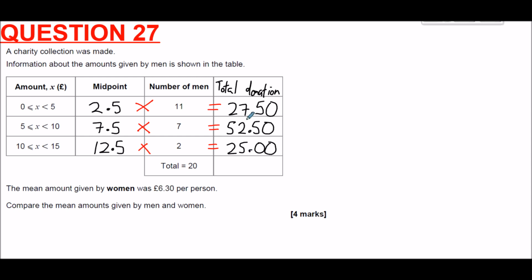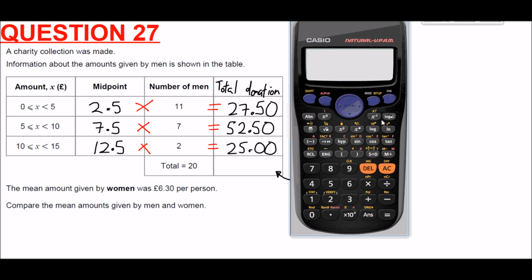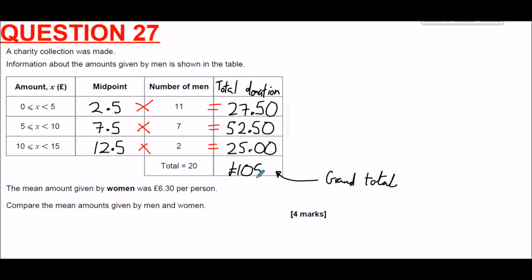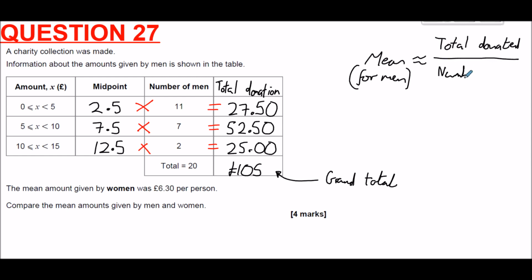So if you add up these totals here, that will tell us the grand total. So if we total all these up now, £27.50 plus £52.50 plus £25 comes to a grand total of £105. So the mean amount spent by the men will be roughly the total amount spent, sorry, not the total spent, the total donated. I'll just say mean for the men. So total donated by the men divided by the number of men that donated.